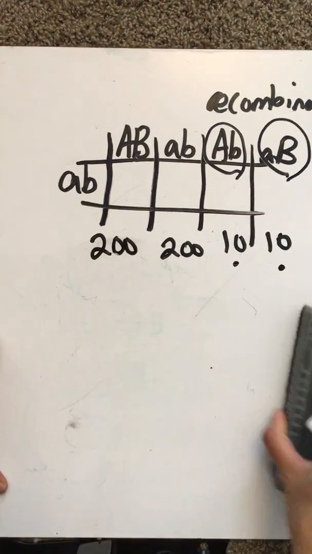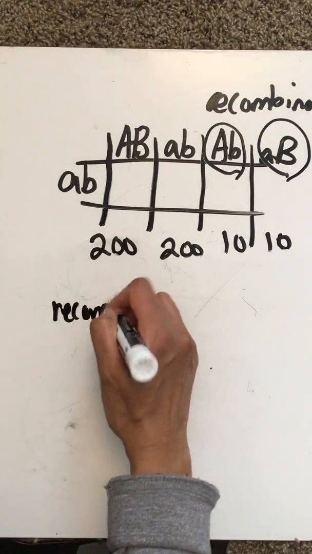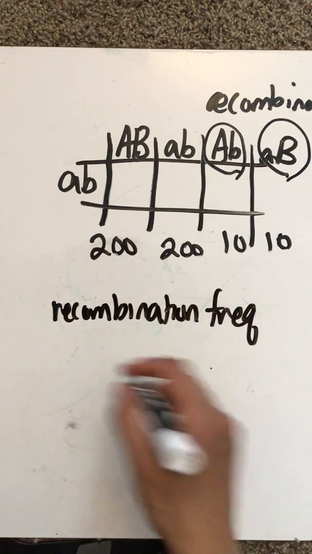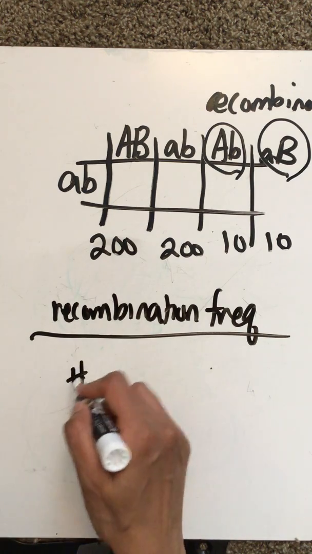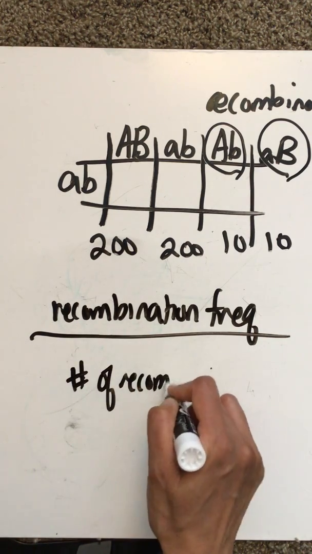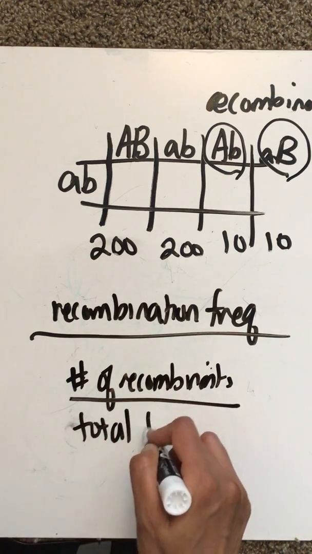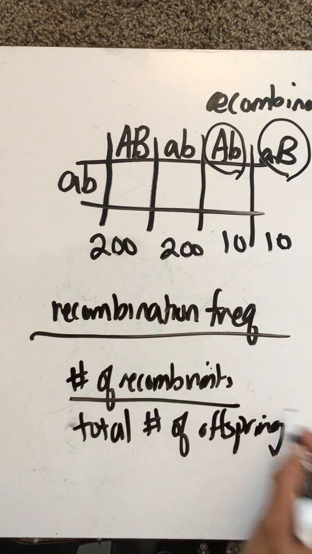Anyways, there's a calculation that comes with this, and it's called recombination frequency. It's the number of recombinants divided by the total number of offspring, times 100%.